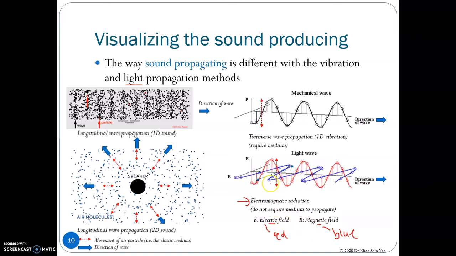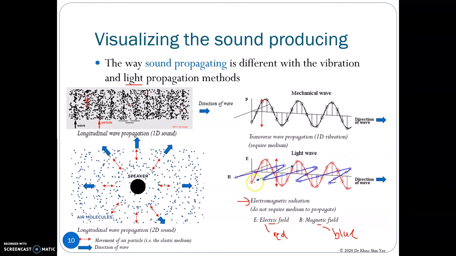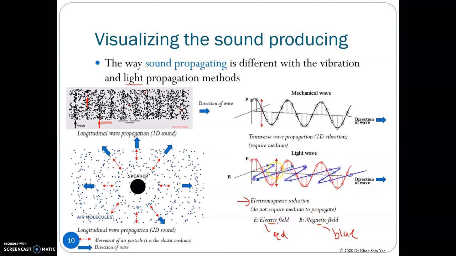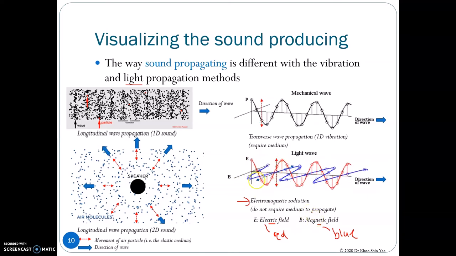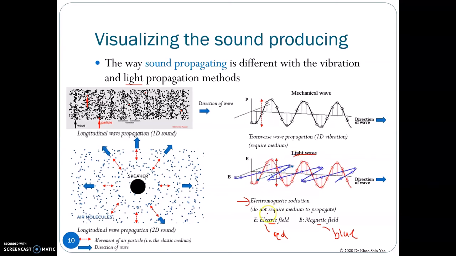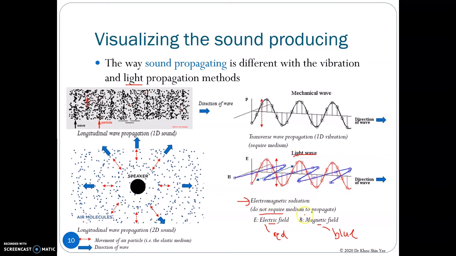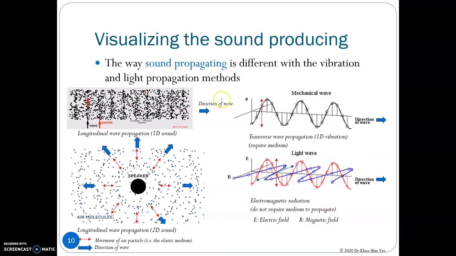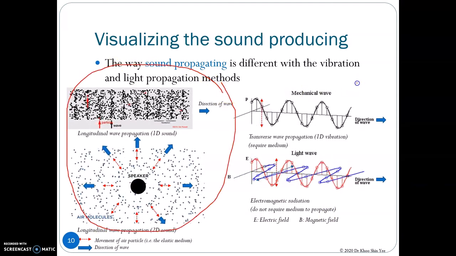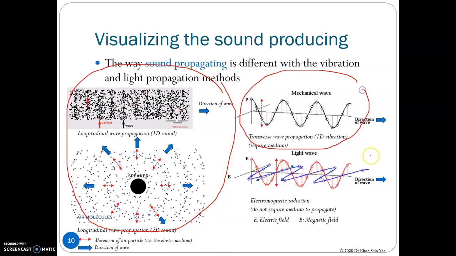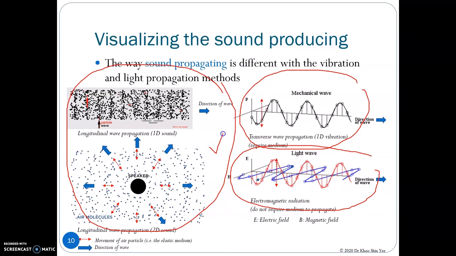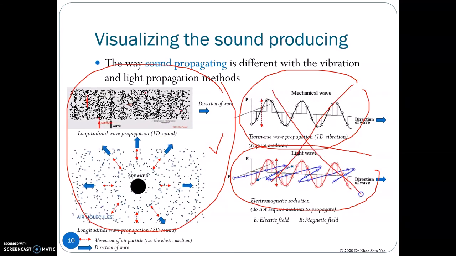So you can see that the electric field is moving up and down, while the magnetic field vibrates left and right. So the light wave is special because it does not need any medium for propagation. This is the difference between the propagation of sound versus vibration and light. So in this study, we will only focus on sound, and this is out of the scope.